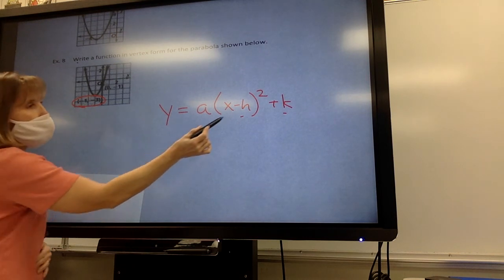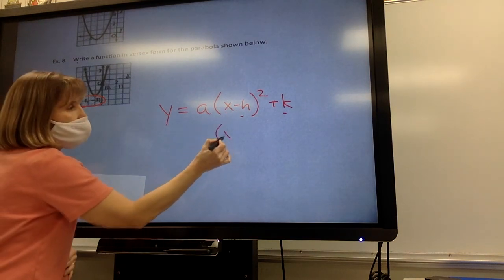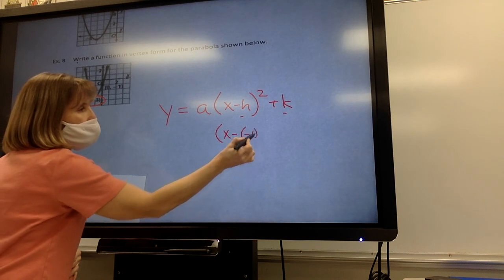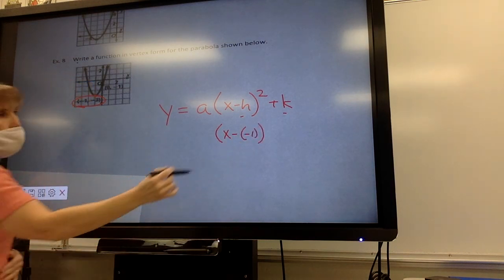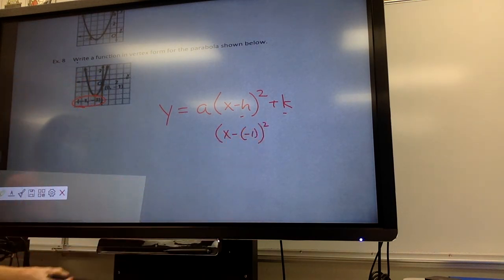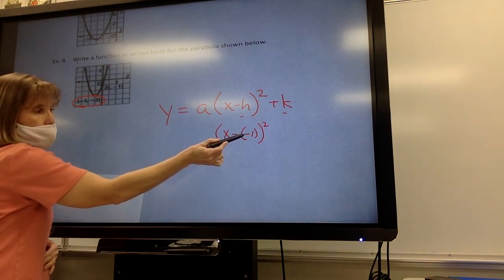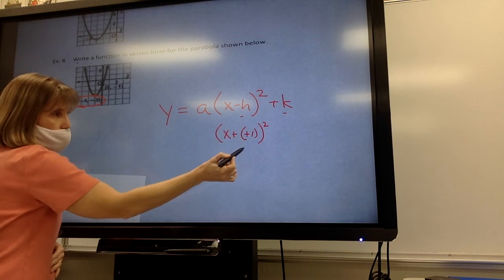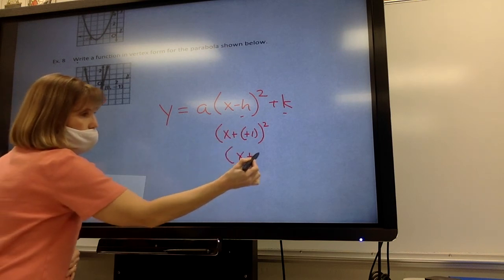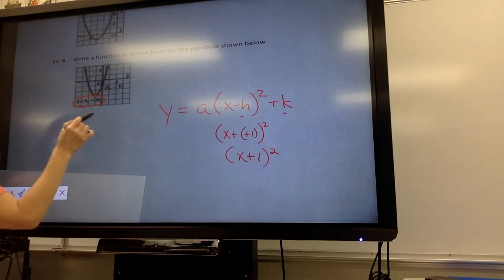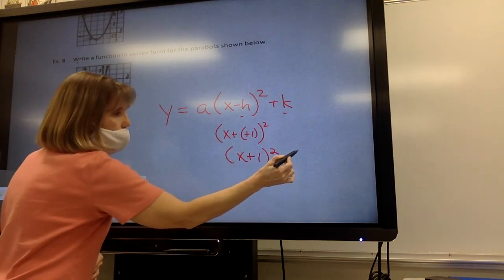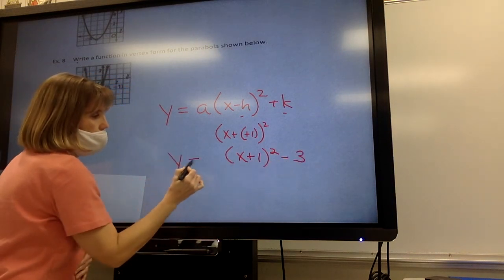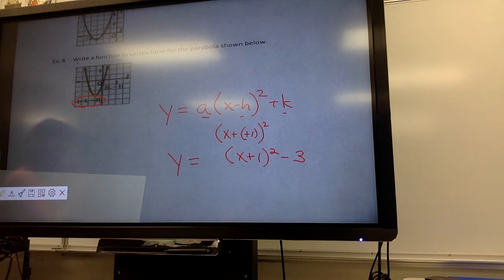So I'm putting the -1 in for the h. That becomes x minus a -1. Minus 3. And when it's minus a negative, what happens there? Leave, change. So it's going to become x plus 1, quantity squared, and the k value is a -3. Now we still have to come up with the a value. The a value is it skinny or is it wider?